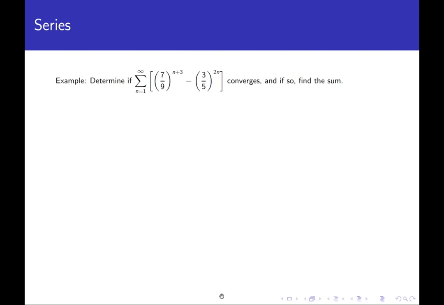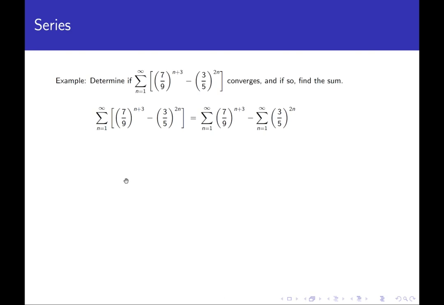So let's see if we can do an example here of finding a sum of a geometric series if it actually converges. So we've got the sum from 1 to infinity of (7/9) to the n plus 3 minus (3/5) to the 2n. All right. Well, first thing we're going to do is split up our series over that minus sign. Now we have to be a little bit careful. This only works if both series converge. Okay? If even one of the series diverges, you can't do that split up.